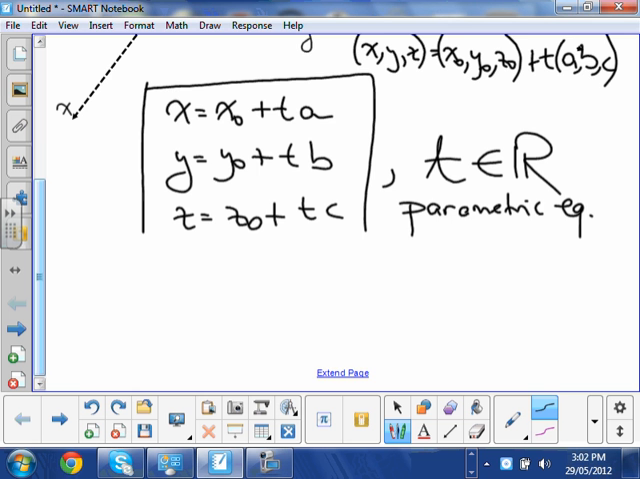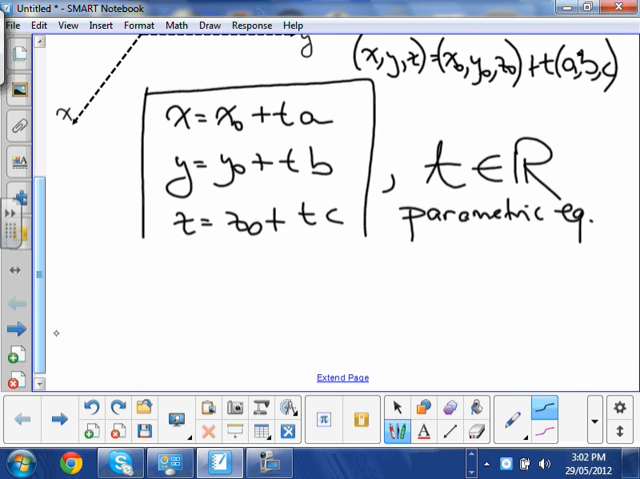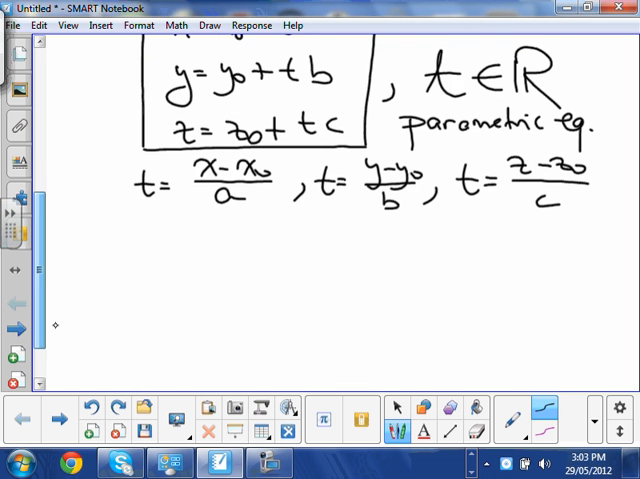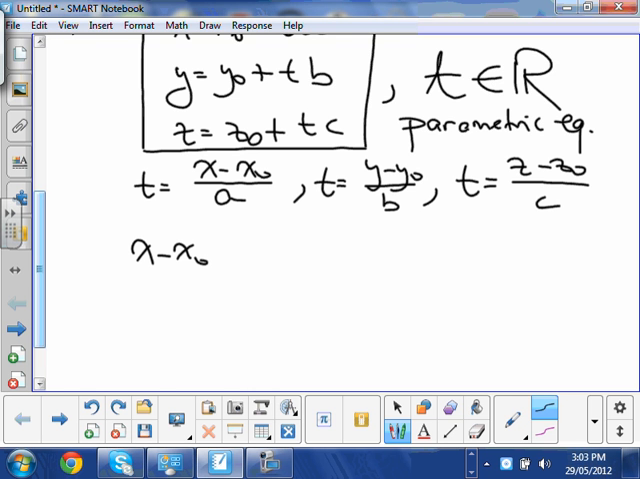Next. Look what I'm going to do now. Sometimes it's useful to rewrite these equations by isolating t from each of them. From the first one, I isolate t as (x minus x0) over a. From the second one, t equals (y minus y0) over b, and from the third one, t equals (z minus z0) over c. Well, it's the same t, so those three expressions must be equal.